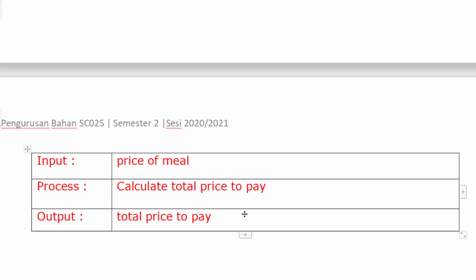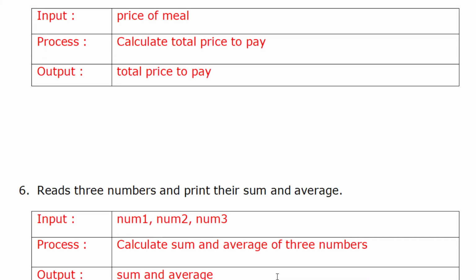For the problem analysis, the input is price of meal. The process is calculate total price to pay, and the output is total price to pay. This is problem analysis.